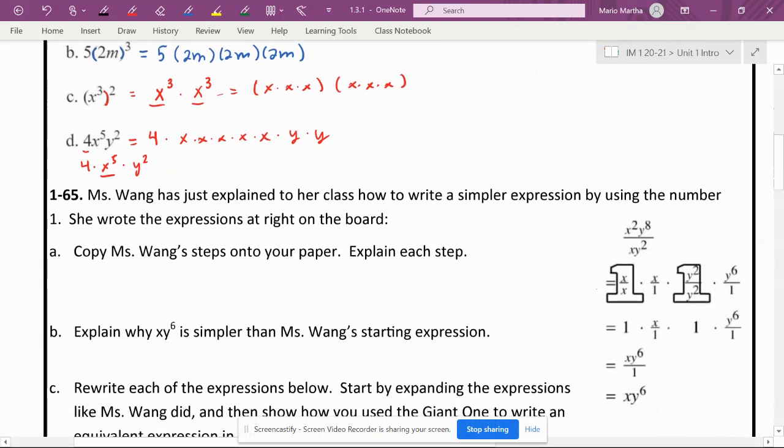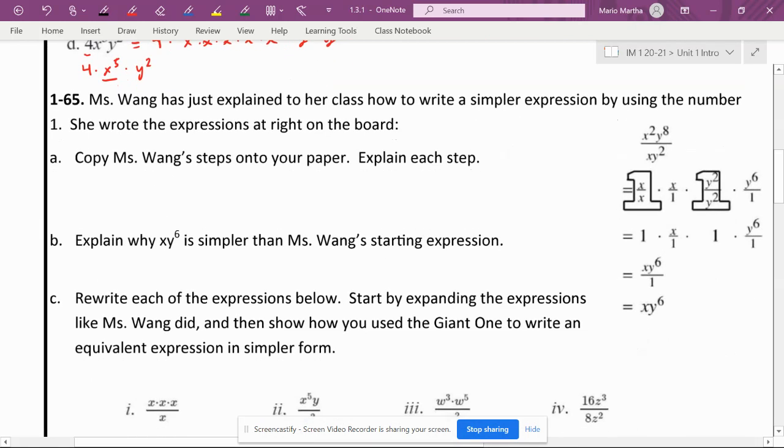All right, let's look at the next problem right there, 165. Ms. Wang has just explained to her class how to write a simpler expression by using the number 1. So she wrote the expression on the board. You want to either copy this onto your notes or you can always just see it right here. So we have x to the second power times y to the eighth over x times y to the second power, right? So explain each step.